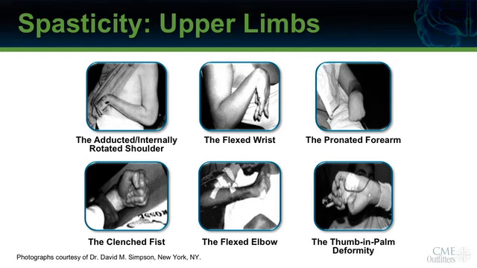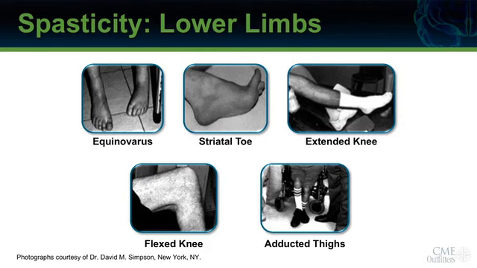And these focal deficits can be treated focally with therapy, including what's known as chemodenervation, such as botulinum toxin. We then look at the lower limb spasticity, and we see, for example, the equinovarus posture, the foot plantar flexed, supinated and inverted, the striatal toe, knee extension, knee flexion, thigh adduction. Note, many of these muscles are very large and may require high doses of botulinum toxin for treatment.